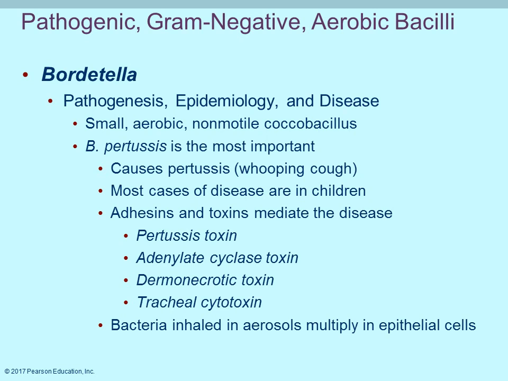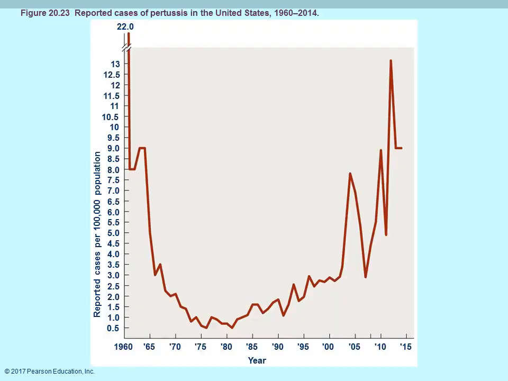Oftentimes what happens is by coughing, it is spread by inhalation, so you breathe in the bacteria. This shows the number of cases of pertussis or whooping cough. Since the vaccine, it has greatly decreased. You can see where the vaccine was introduced in the early 60s and then certainly by the late 60s, early 70s, the number of cases had tremendously been reduced. Now this is showing for the United States.